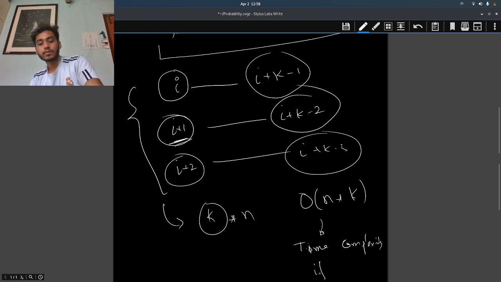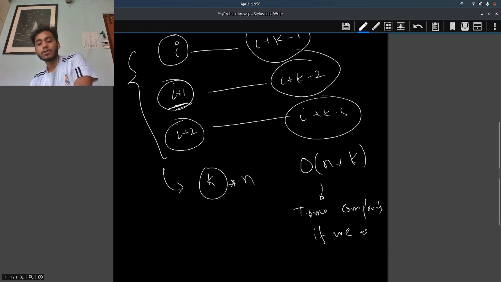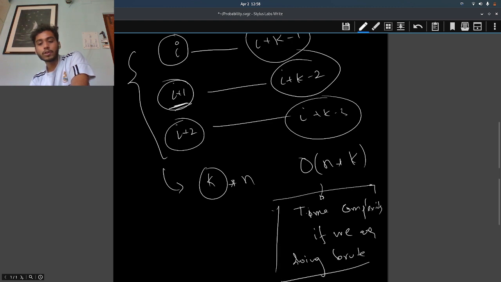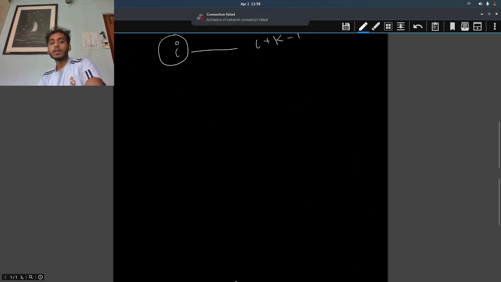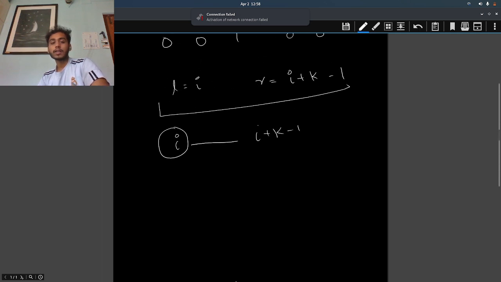If we are doing brute, this is for the brute, or O of n into k. Now let's optimize this. Okay, to optimize this we have to understand what values I is connected with.